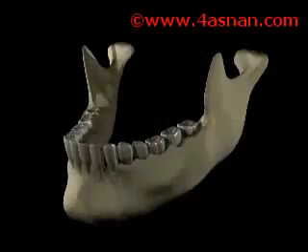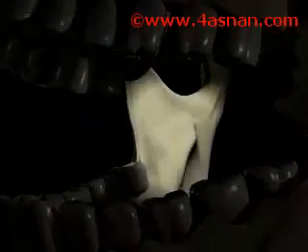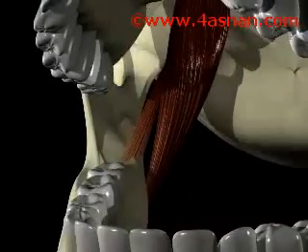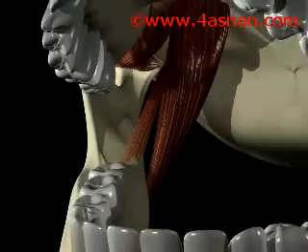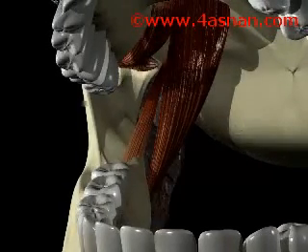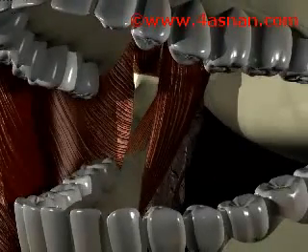space. This space is bounded laterally by the ramus of the mandible, medially and inferiorly by the medial pterygoid muscle, superiorly by the lateral pterygoid muscle, posteriorly by the parotid gland, and anteriorly by the thin buccinator muscle.